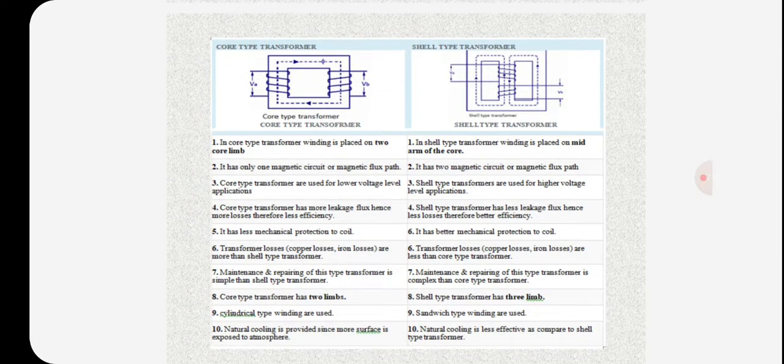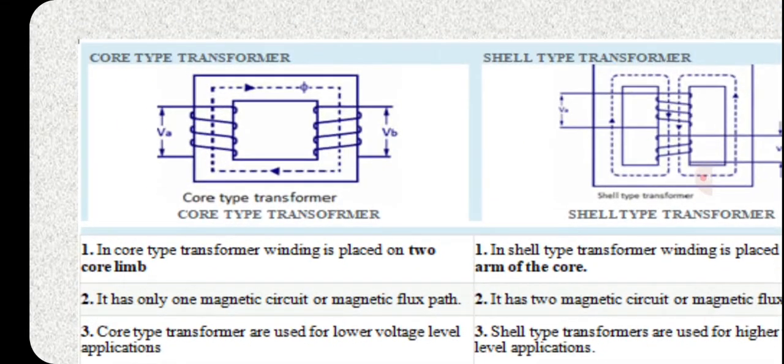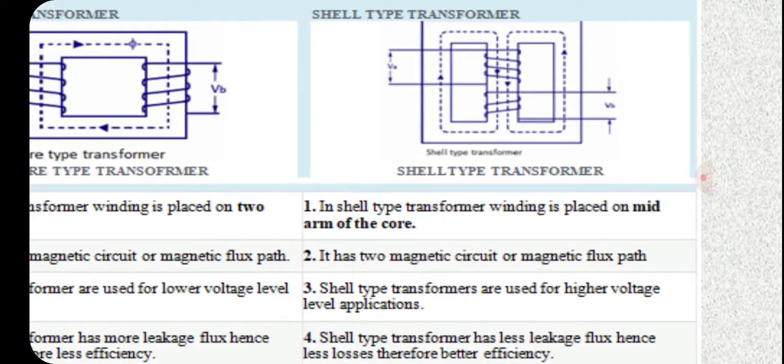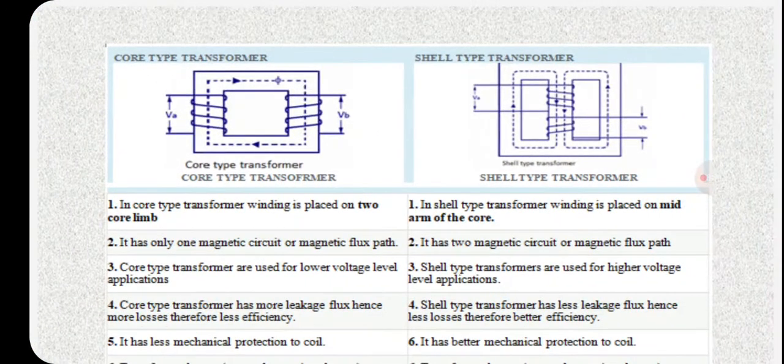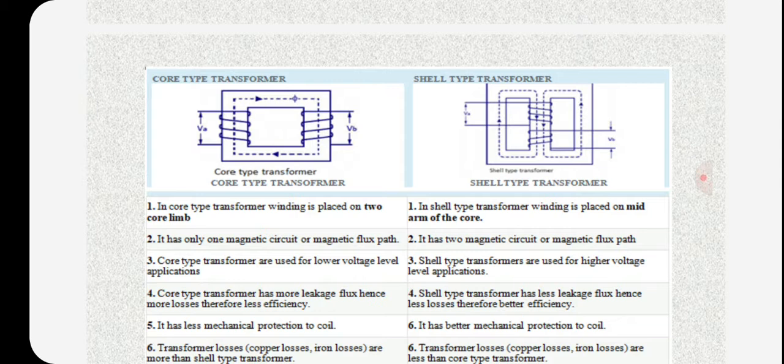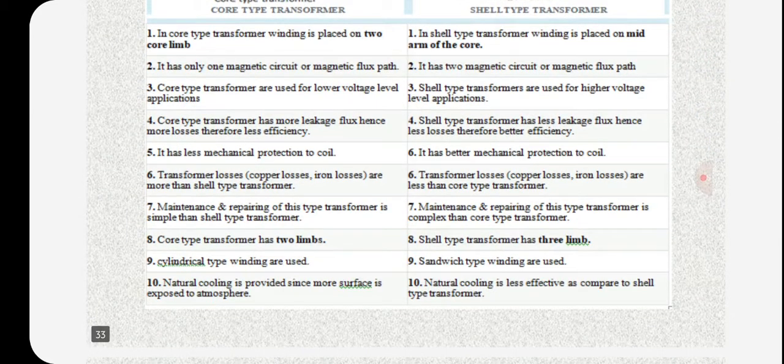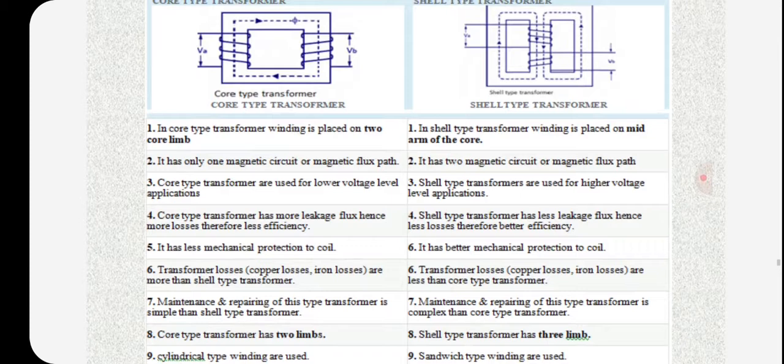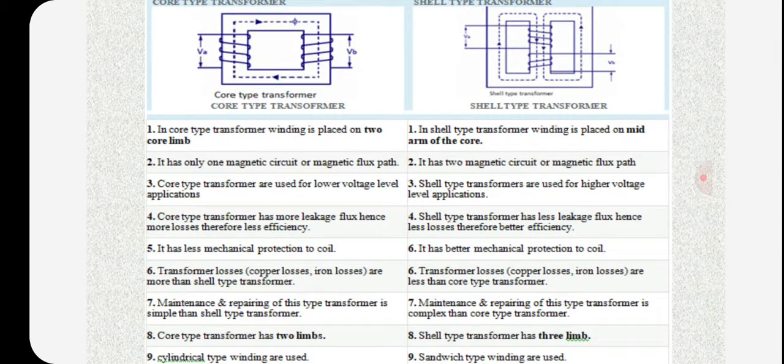So this image is for classification, which shows the difference between core type and shell type. Here is the core type and this is the shell type. Already we discussed a few differences, but there are a few more differences. Let's discuss.